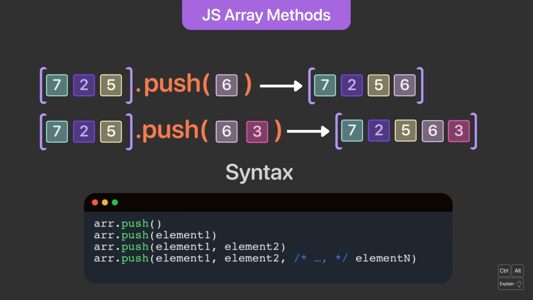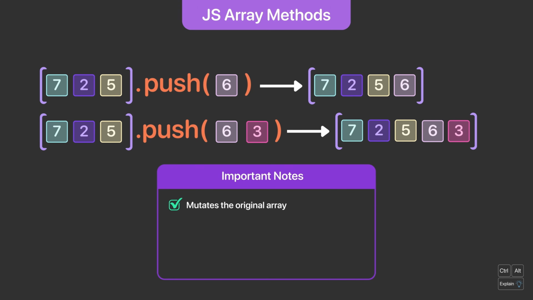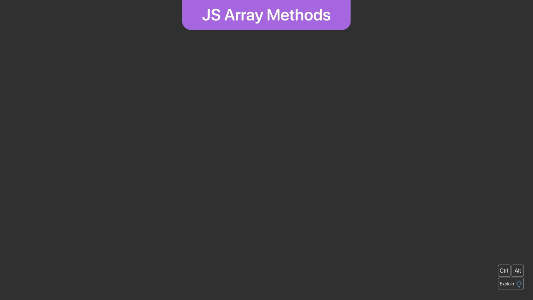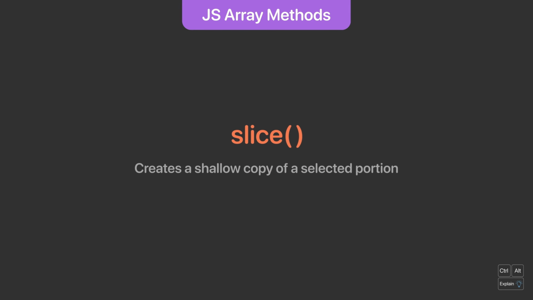We can use push in several forms. We can supply any number of items, and JavaScript will add all of them sequentially to the array's end. The push method mutates the original array, so be careful when working with arrays you don't want to modify. It supports adding multiple elements in a single call. And one detail that often surprises beginners: the push method returns the new length of the array, not the modified array itself.